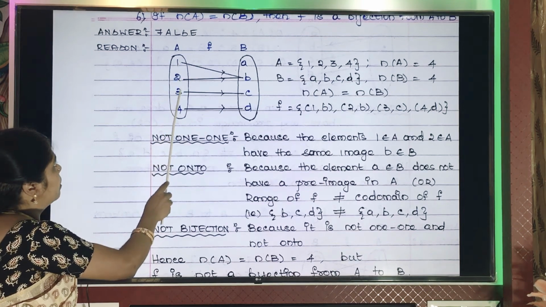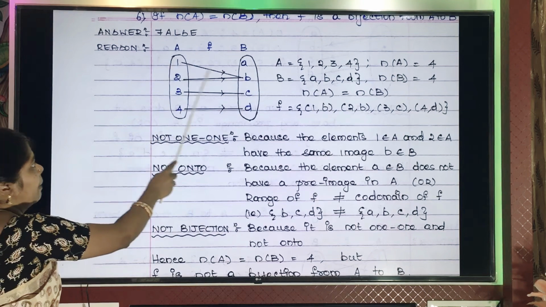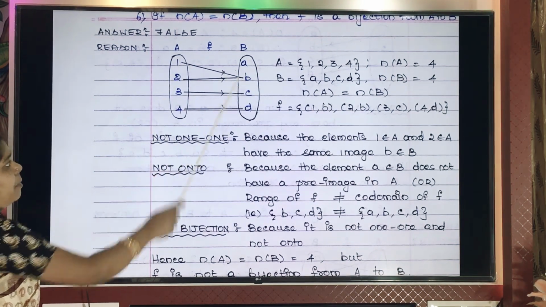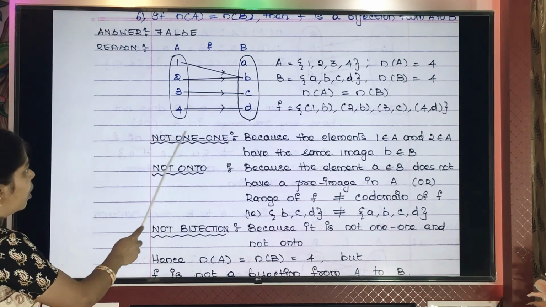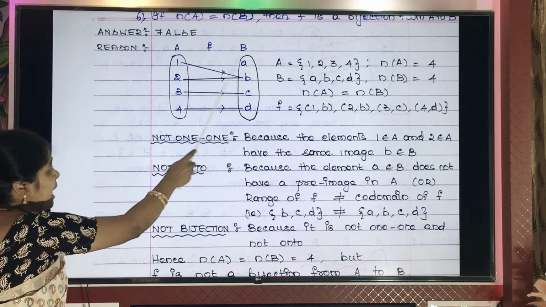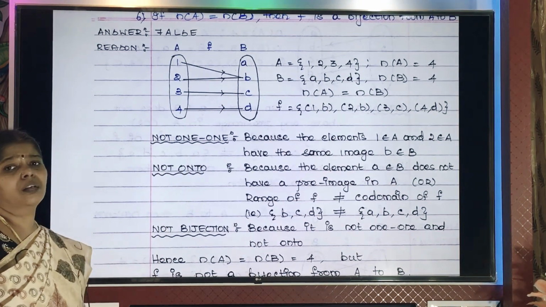Because see here, 4 elements are here. 4 elements are here. But look at the mapping. 1 and 2 are having the same image B. So this is not 1 to 1. And you could see that A is not having any pre-image in set A. So it is not onto also.